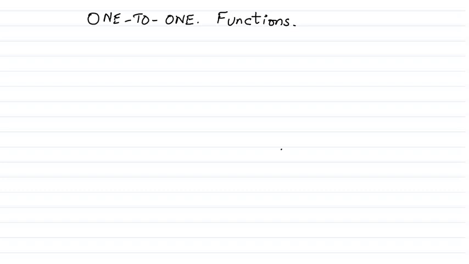Bismillahirrahmanirrahim. Students, today we are starting a new topic, that is one-to-one functions. We are going through three different types of functions, that is one-to-one, onto, and inverse function. Another name for a one-to-one function is injective function.